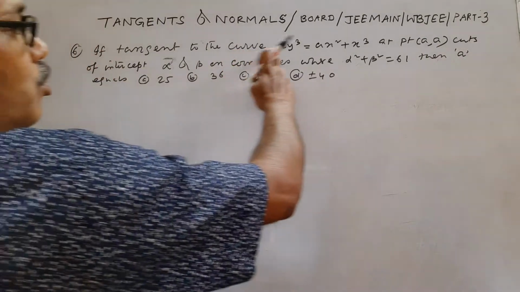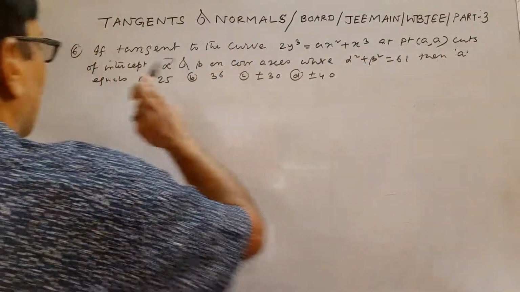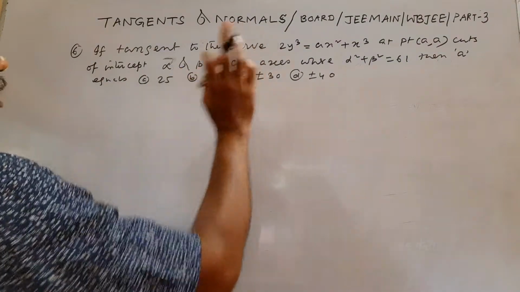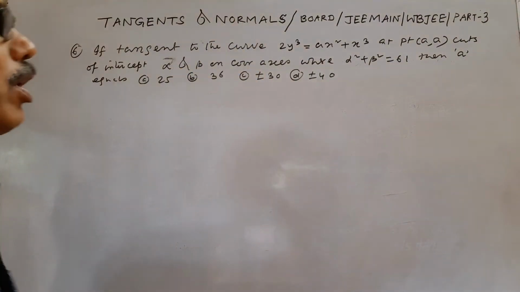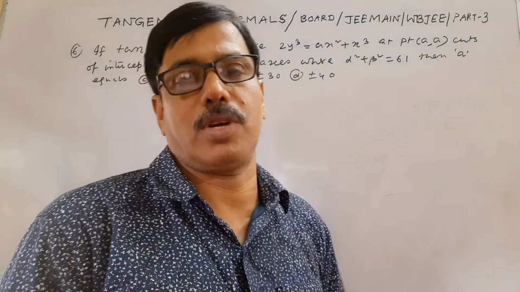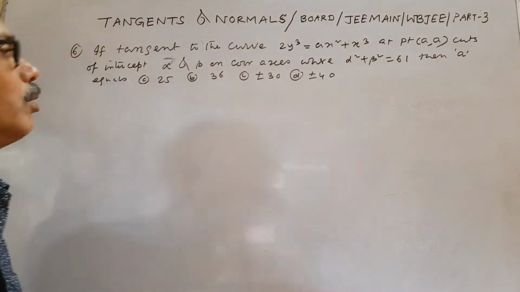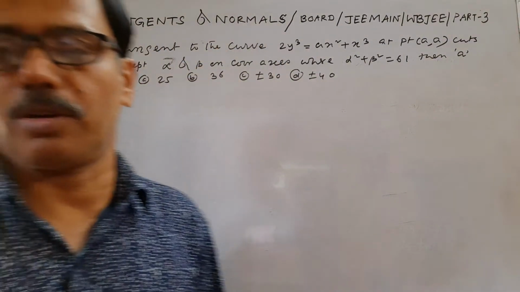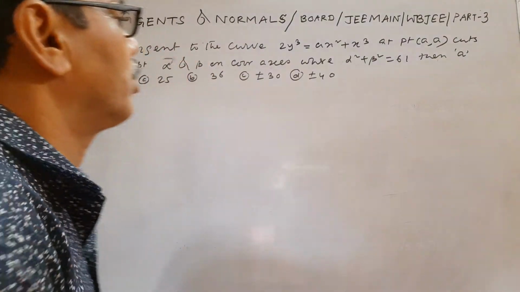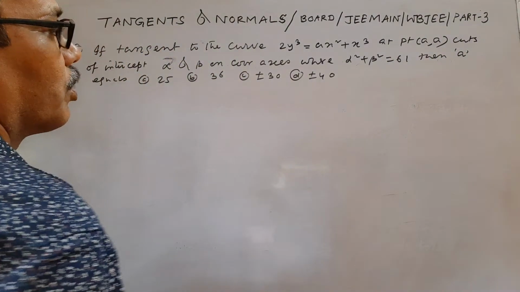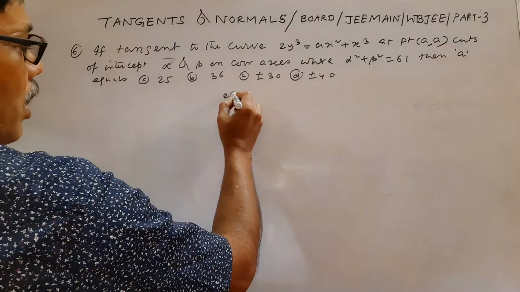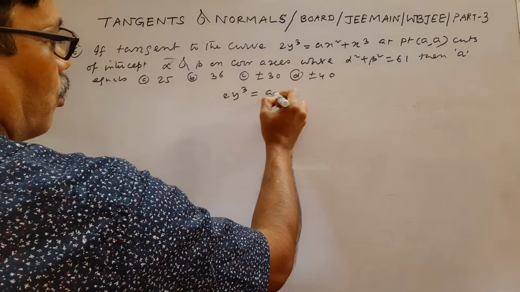The tangent to the curve at A has intercepts alpha and beta on the coordinate axes, where alpha square plus beta square is 61. Then find the value of a. This is also a very simple problem. To find the tangent, we need the slope.